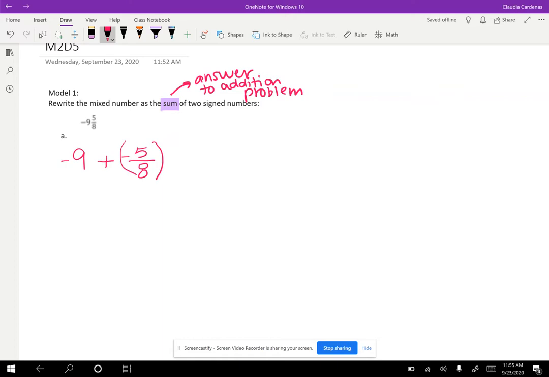So they both have to be negative because in an addition problem, when we have two numbers being added together with the same sign, we add and keep the sign. So we would then get -9 and 5/8. Awesome. Let's go ahead and try one on your own.